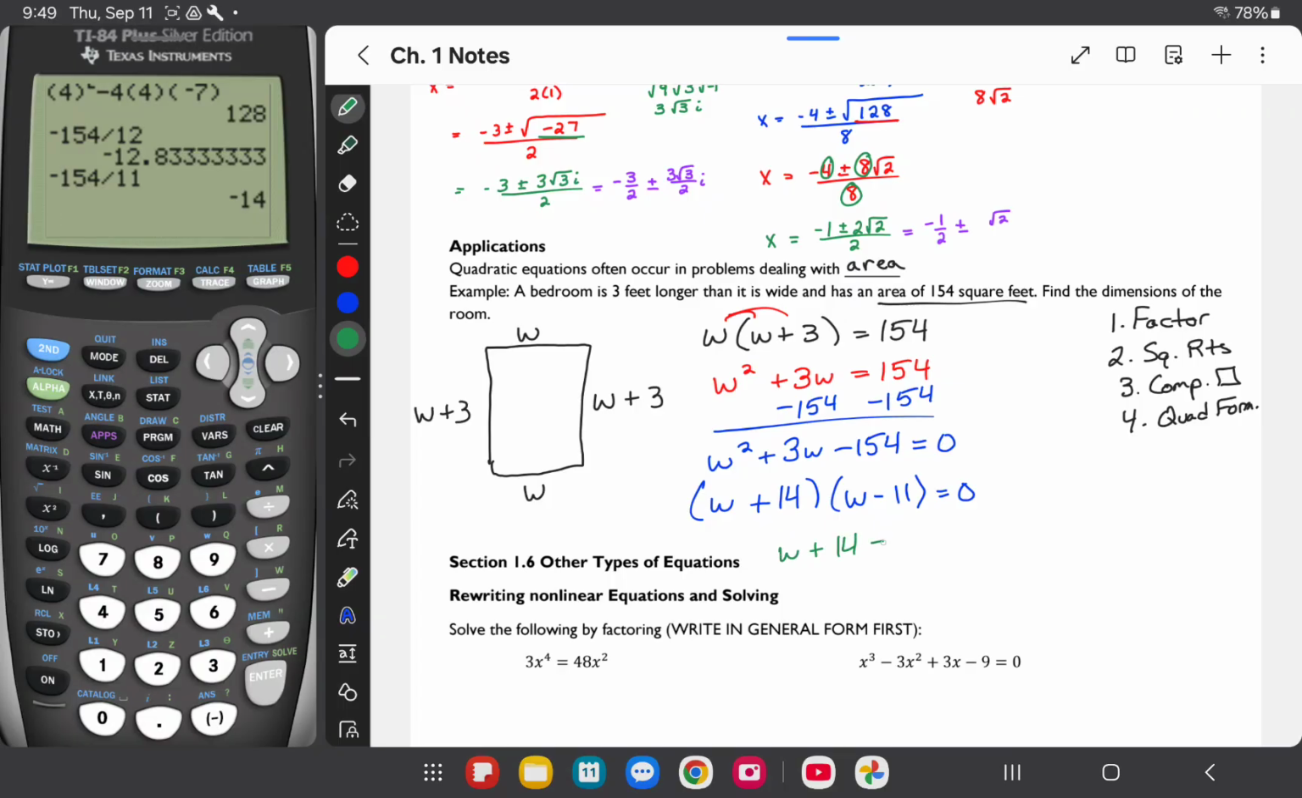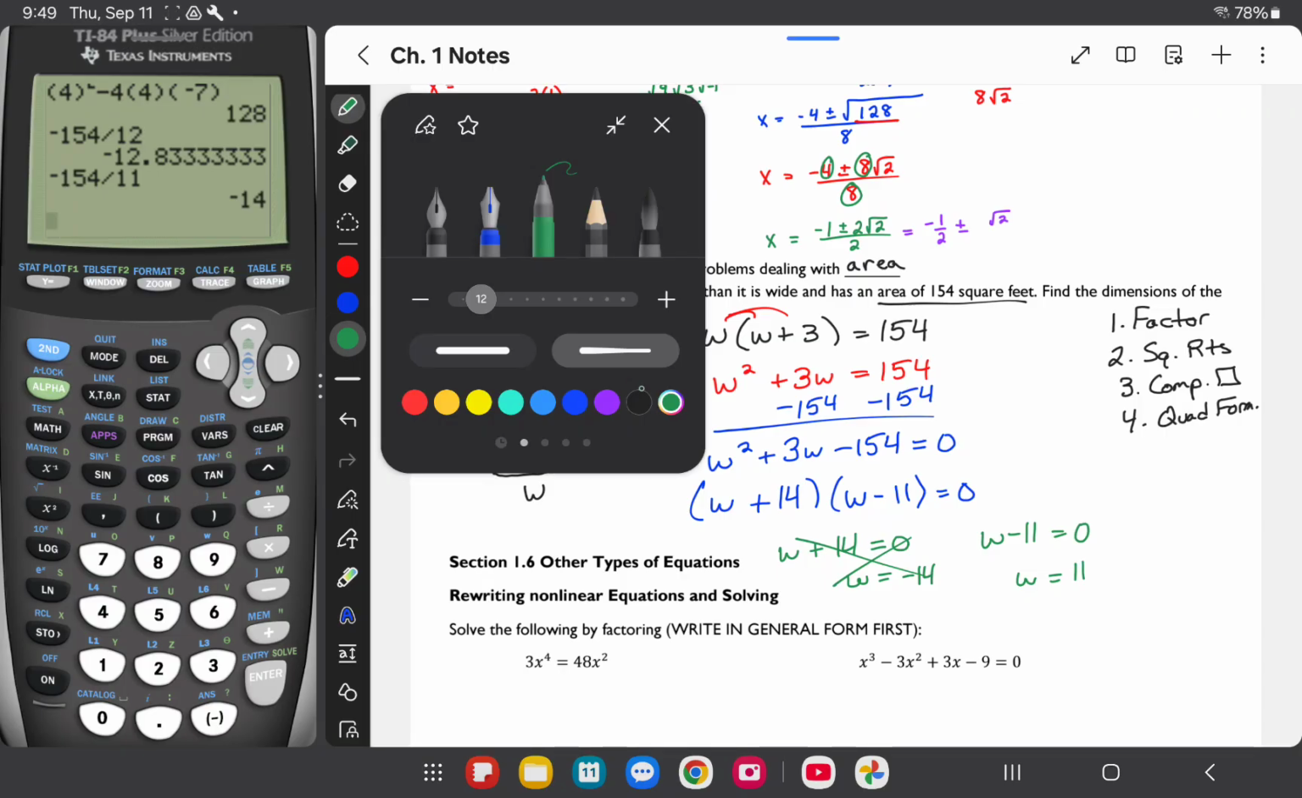So w plus 14 equals 0 will lead me to one solution, which in this case will not make sense in context. It is not possible to have a width of negative 14 feet, so we can simply ignore that solution. Instead, we'll look at our other factor where w minus 11 must also be set equal to 0, leading us to an answer which is much more reasonable, which is that our width is 11 feet.